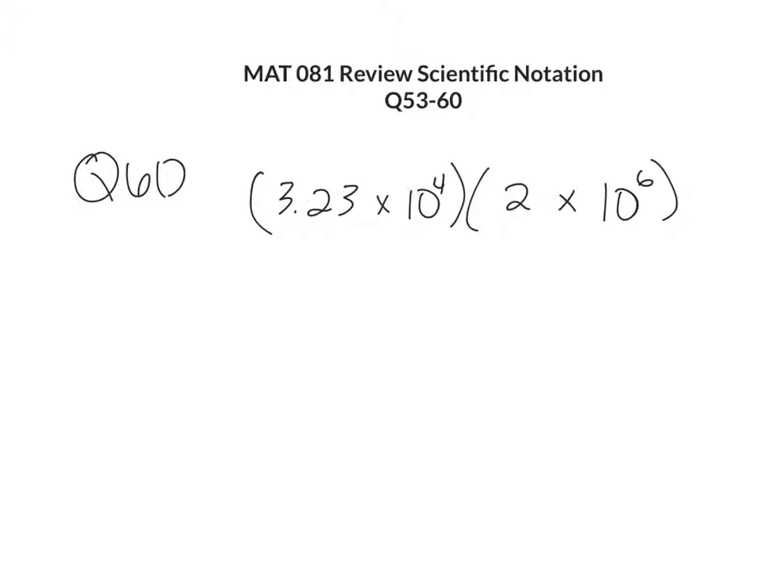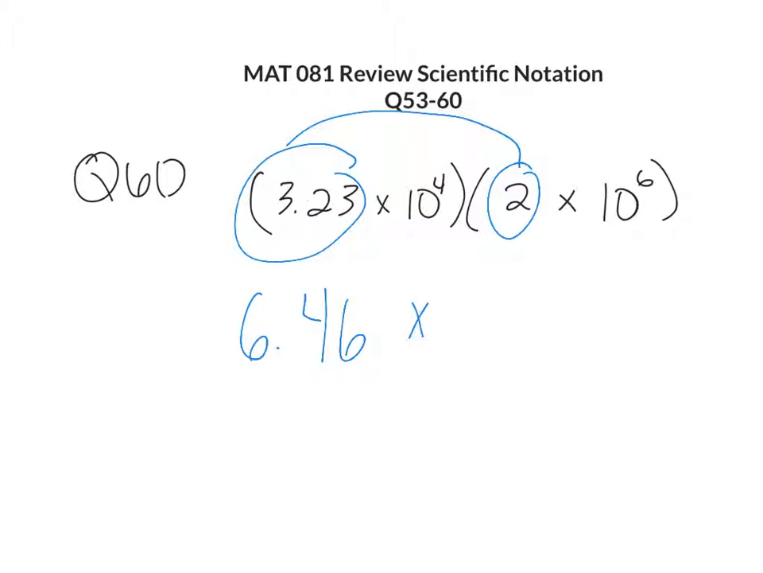Here we're going to do very similar to the last question, where we multiply our numbers out front. It's 3.23 times 2 is 6.46 times 10, and we're going to add the exponent of our 10, so that's 10 to the 10th power.